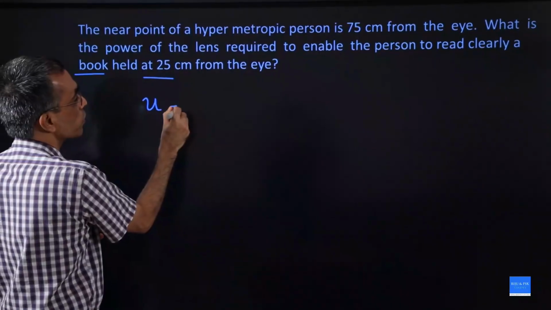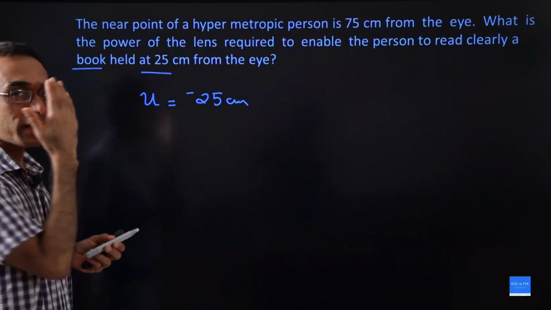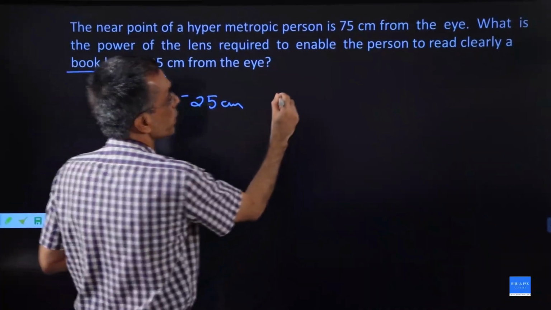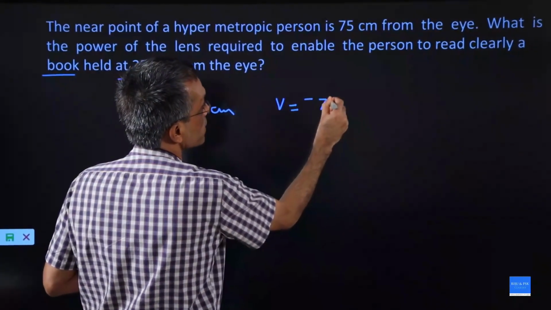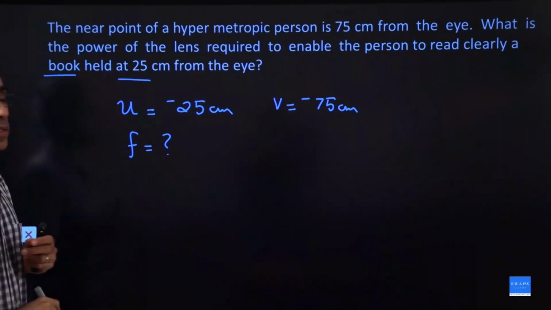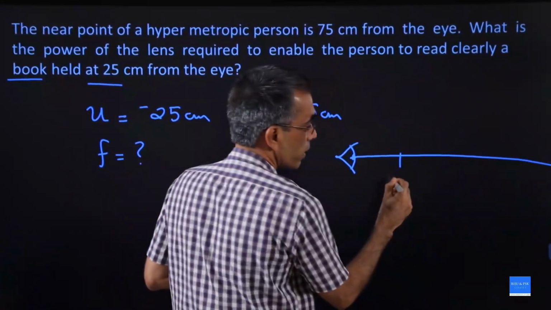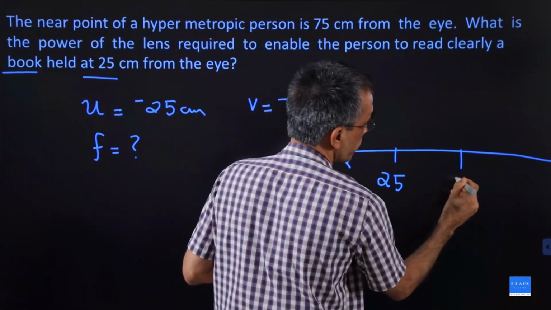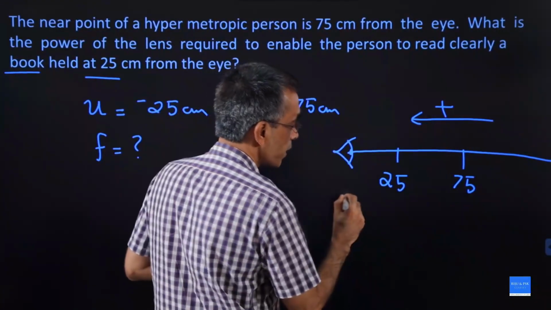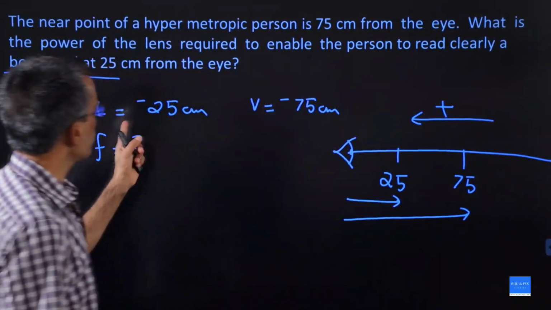You take u, the object distance, as minus 25 centimeter, and the lens will form an image of this object at his near point, 75. So, the image distance will become minus 75 centimeter. We do not know the focal length, that we have to calculate. Now, about the sign convention. This is the eye of the person. Normal distance is 25, but this man's near point is 75. Light comes in this direction, the positive direction. You measure everything from this side, so this becomes negative, this also negative. That is why I got u negative, v negative.